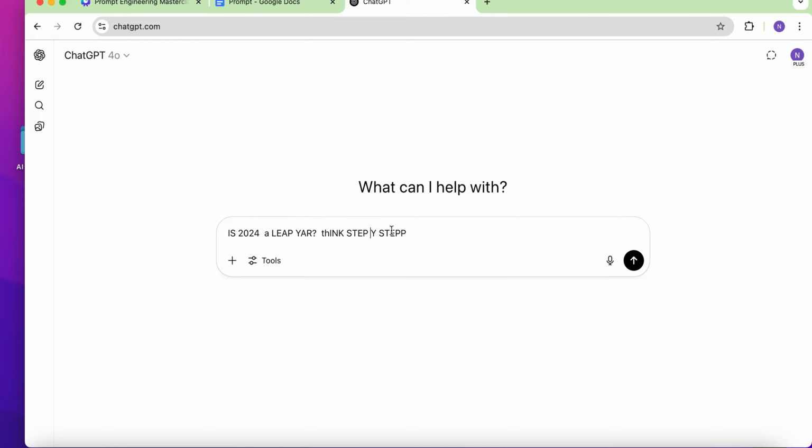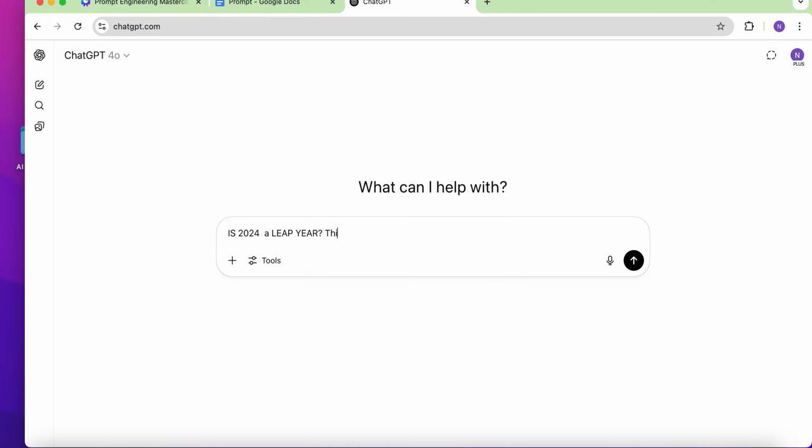Oh my God, I'm so sorry. I had caps lock on. Okay, I think we're just going to use it like that. Is 2024 a leap year? Think step by step. Is 2024 a leap year? I wasn't even looking at what I was typing.